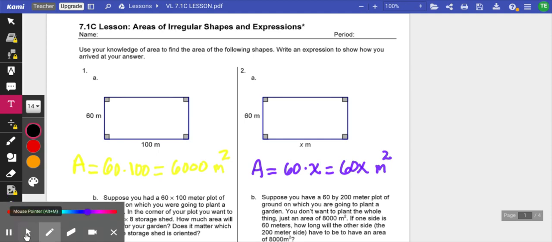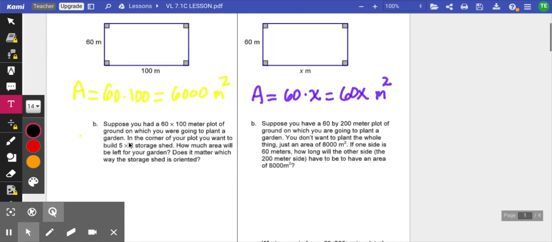All right, part B. Suppose you had a 60 by 100 meter lot of ground on which you were going to plant a garden. In the corner, you want to plant a 5 by 8 storage shed. How much area will be left for your garden? Does it matter which way you oriented this shed?